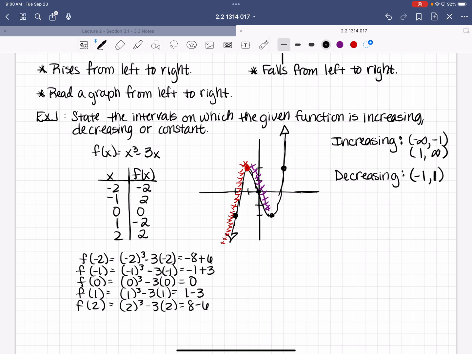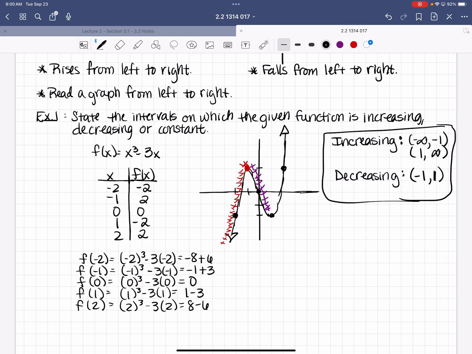Correct? Because as x gets bigger and bigger, that graph goes higher and higher up. So that's your answer. You were looking for it increases from -infinity to -1, and 1 to infinity. Yes, ma'am.